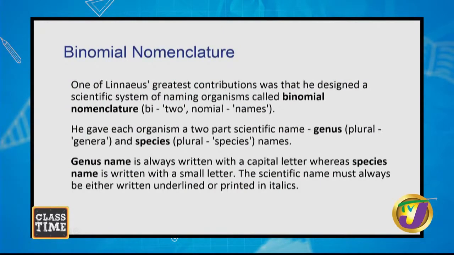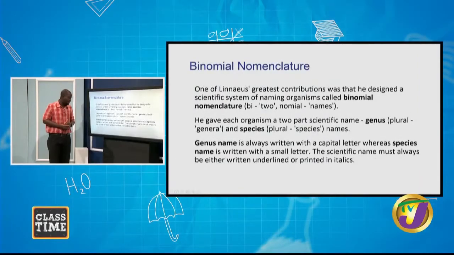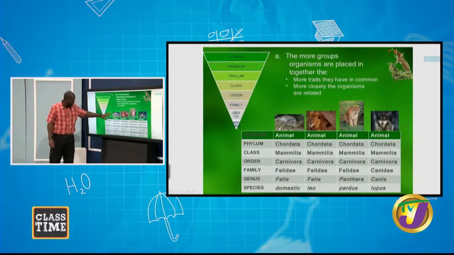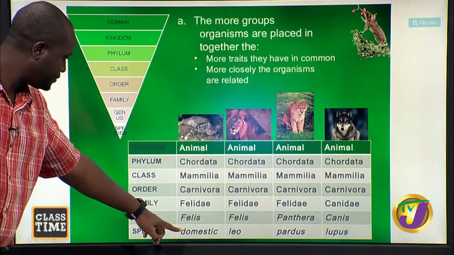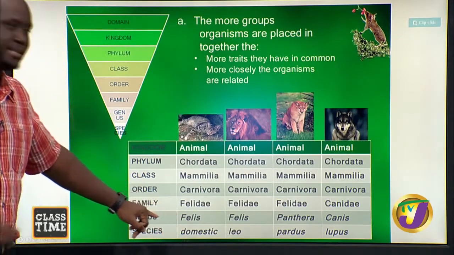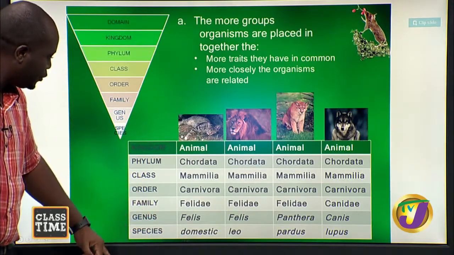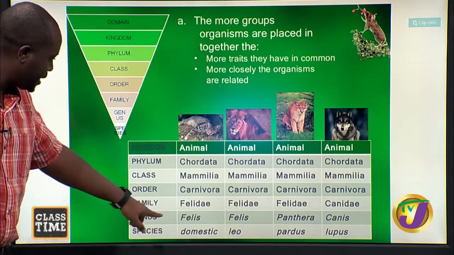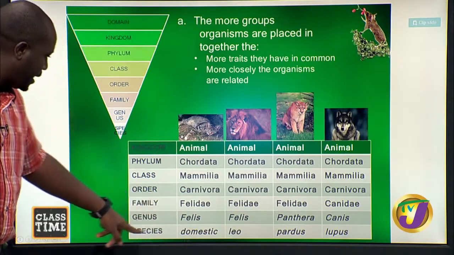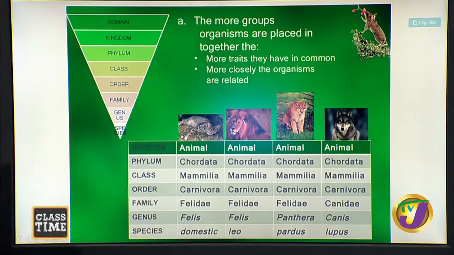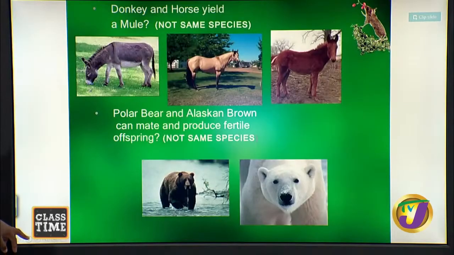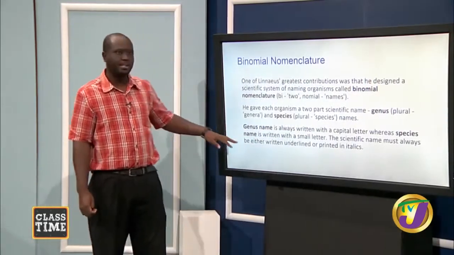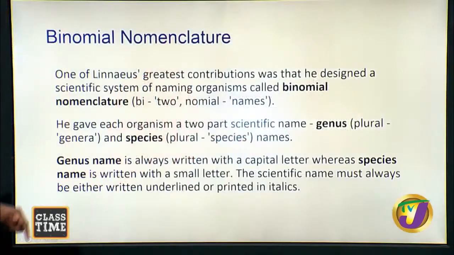And these two names are based on the organism's genus and their species. So if I should go back, the scientific name for a cat would be Felis domestica. The Felis would be like the Christian name, and the species would be like the surname. If you look at the genus name, it is always written starting with a capital letter, and the species name starts with a common letter, and that's how it is written. All right? And sometimes they're underlined separately, or they are written in italics.